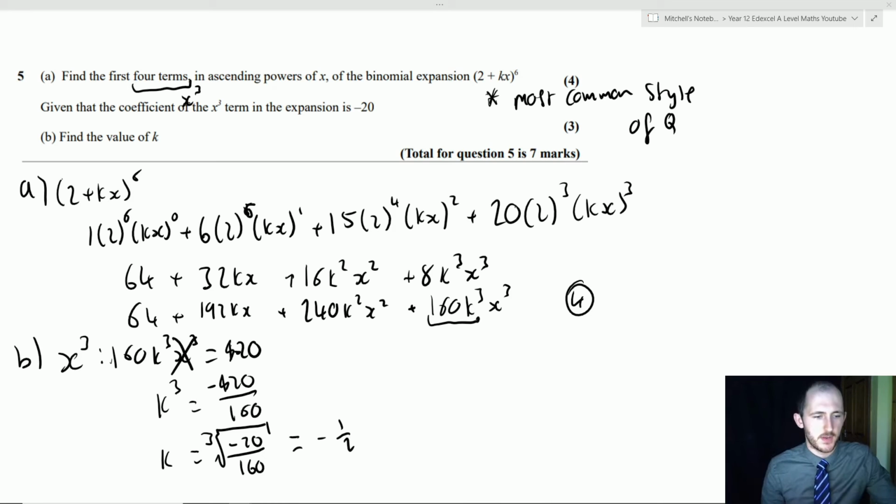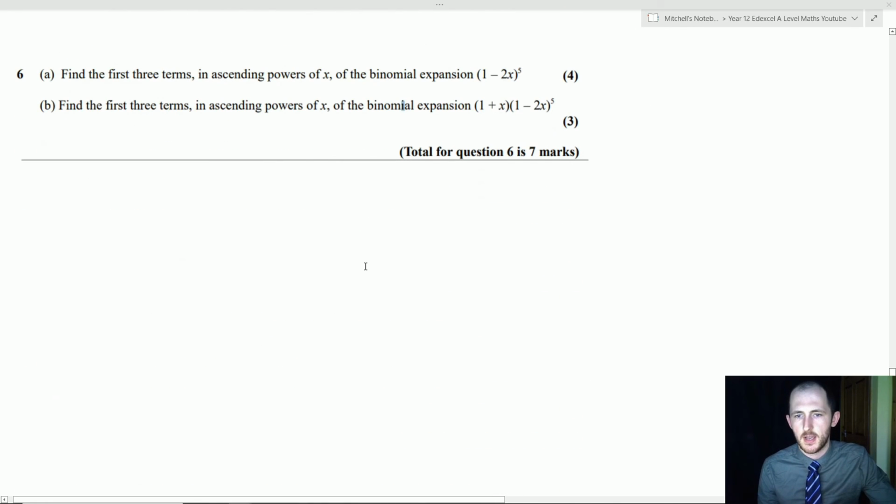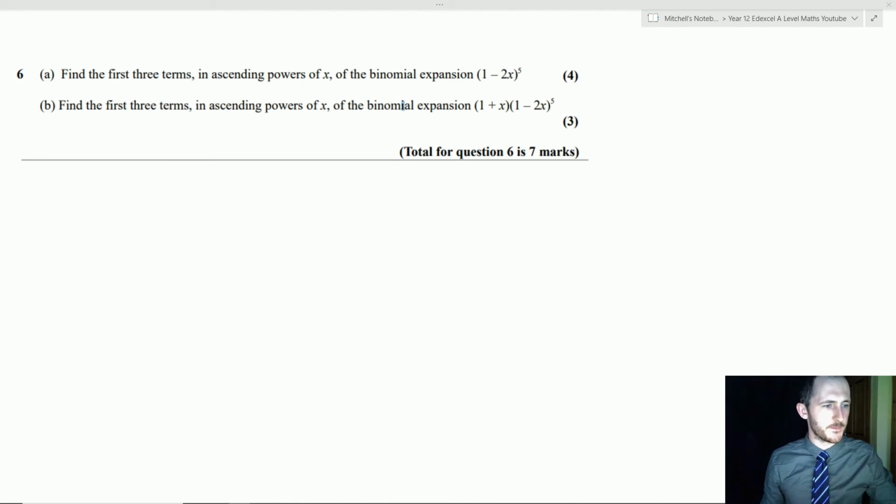Okay, so let's do another one. So again, this is another style of question they can ask you. Again, it's fairly similar to what we've done before. But let's have a look-see.